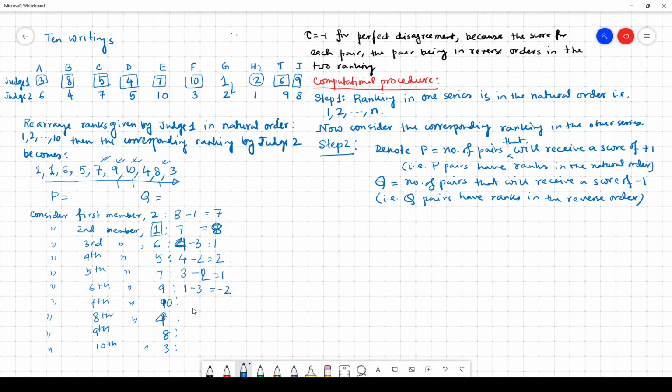Okay, Orko Prabhu, thank you. For the 7th member, Orko, please tell me. For the 7th member, all are less than 10, so that means this is -3. For the 8th member, there are 2 members on the right hand side of 4, so one is greater than 4 and the other is less than 4, that means 1 minus 1, so it should be 0.